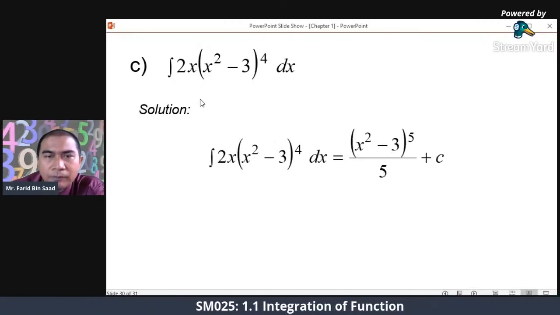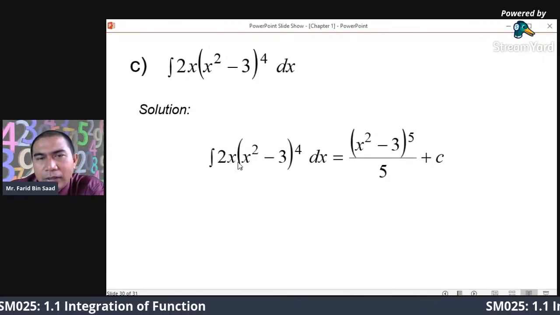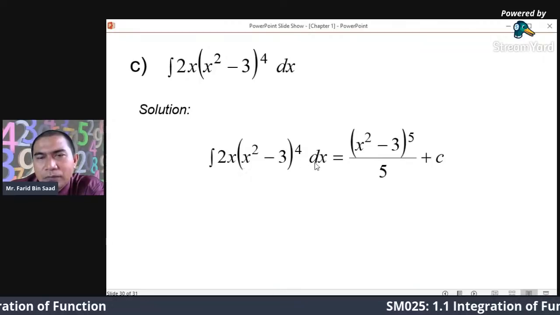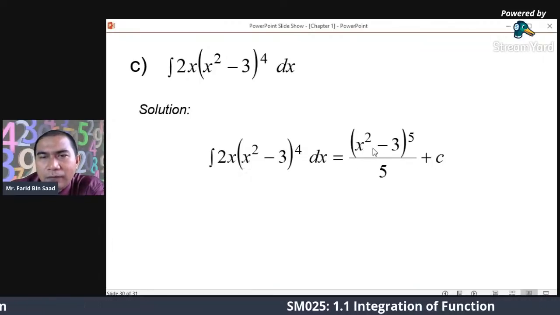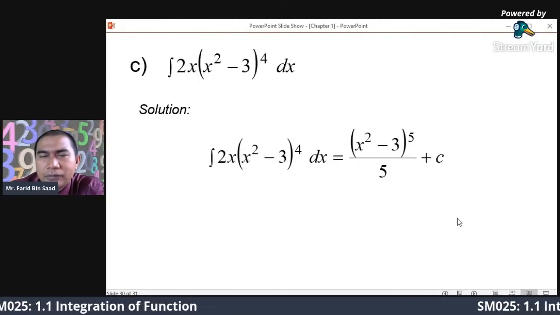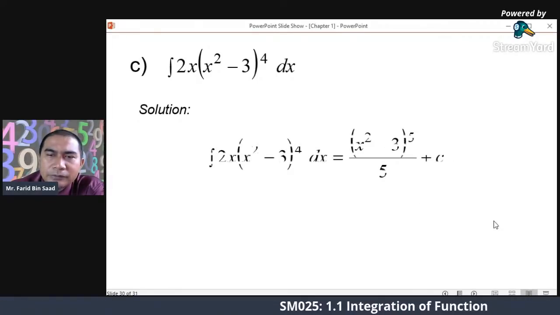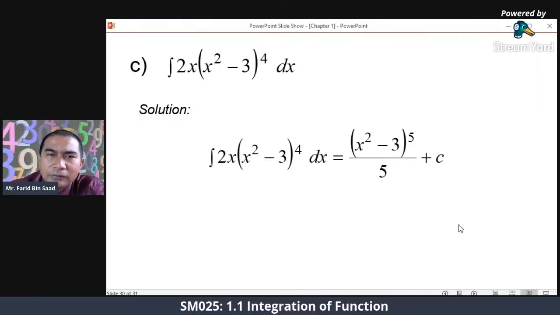So here we have 2x times x squared minus 3 power of 4 dx, which is equal to fx power of 4 plus 1 divided by 4 plus 1, which is 5, plus c. So here is the answer. Okay. Next.